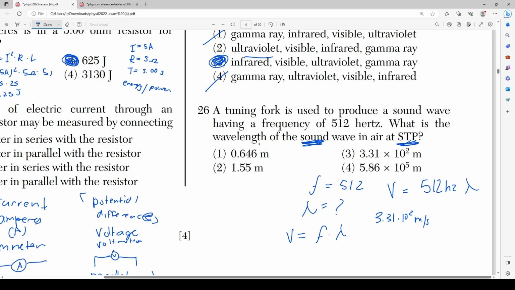That's the velocity of all sound waves at STP, and this is equal to 512 hertz times our lambda. From here we can divide both sides by 512, and once we do that, we're going to get 0.646 meters as our lambda.